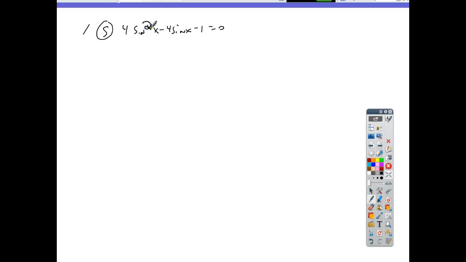Oof. So, it looks like a quadratic, doesn't it? I got no double angles, nothing to worry about. So, yeah, let's do some good algebra on it, right? So, I'm going to go whoop, whoop, whoop, whoop, whoop, whoop, equals 0. What's going to go in little boxes instead of x's? Sine x's, yeah. Sine x.